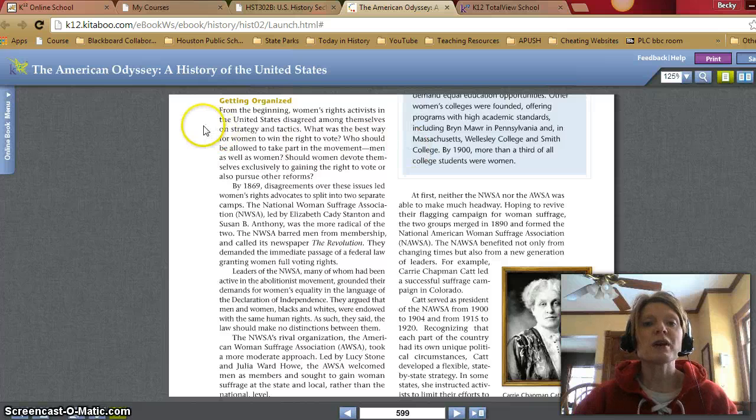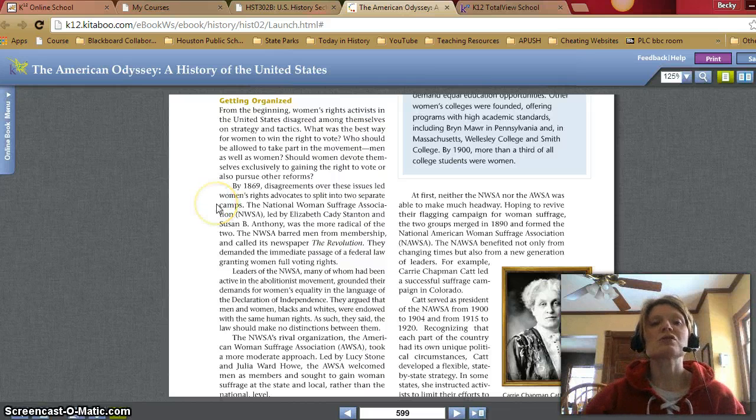From the beginning, women's rights activists in the United States disagreed among themselves on strategy and tactics. What was the best way for women to win the vote? Who should be allowed to take part in the movement? Men as well as women? Should women devote themselves exclusively to gaining the right to vote or also pursue other reforms? By 1869, disagreements over these issues led women's rights advocates to split into two separate camps.